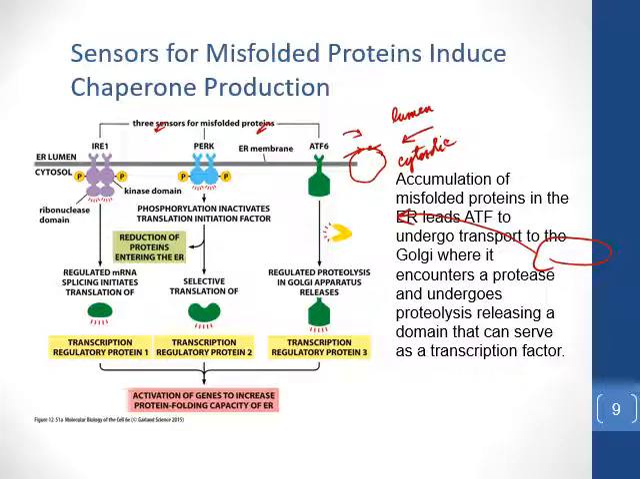Well, what is that going to do? It turns out, amazingly, that that domain is a transcription factor. That domain is going to go to the nucleus, and when it gets to the nucleus, what do you think it's going to do? Here's a gene. We'll just draw one cis regulatory sequence right here. This transcription factor is going to bind right here, and this gene is going to encode a chaperone.